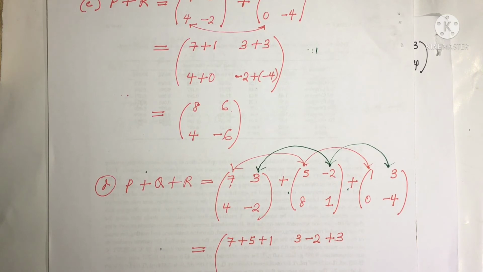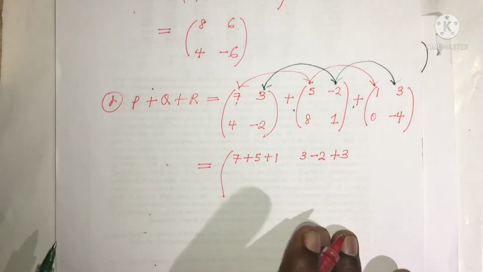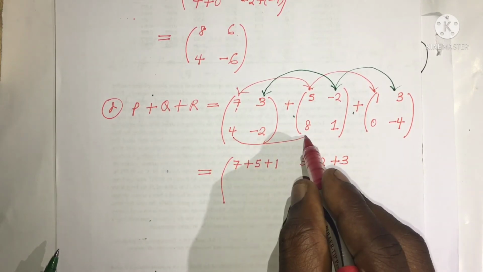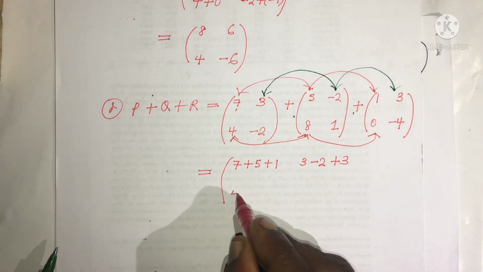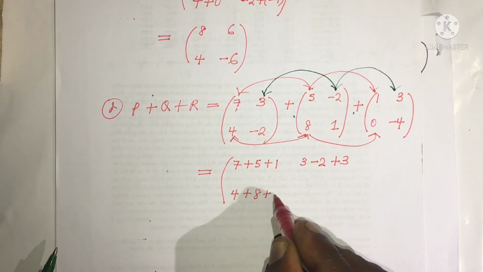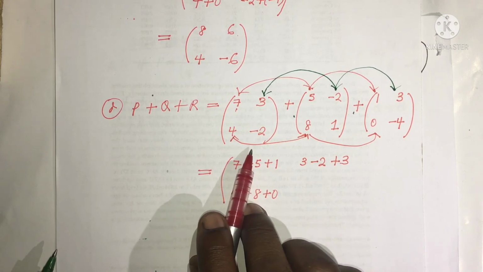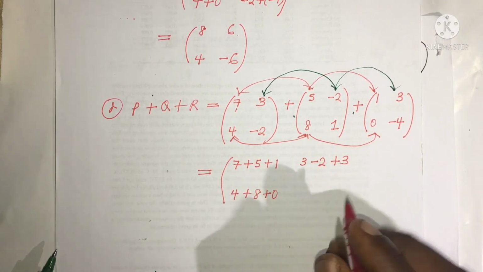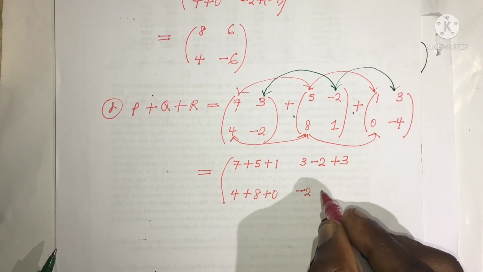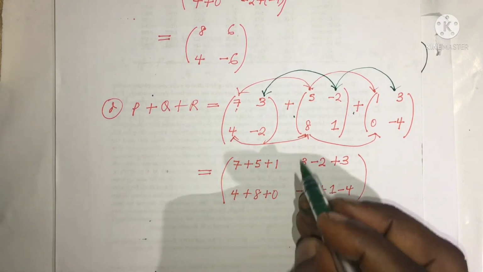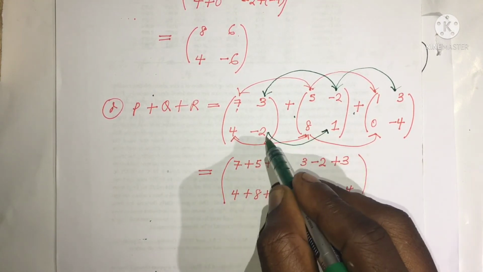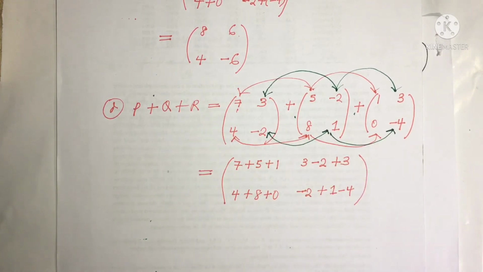Then coming over here, 4 will add to 8 and would also add to 0. So that will give you 4 plus 8 plus 0. And minus 2 will add to 1 and then to minus 4. So I'm going to show you in this manner. Now, notice that we are adding elements occupying similar positions in the three matrices at once.